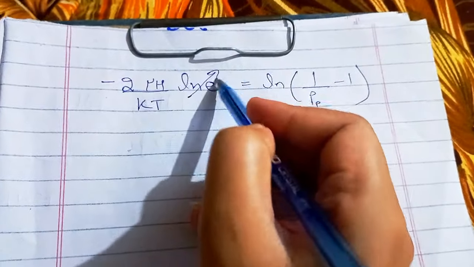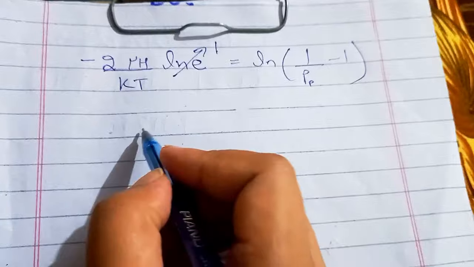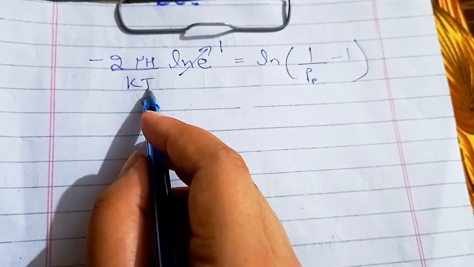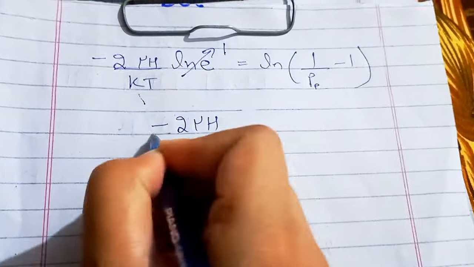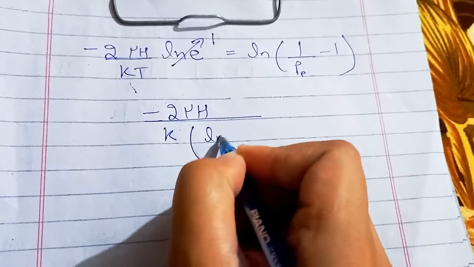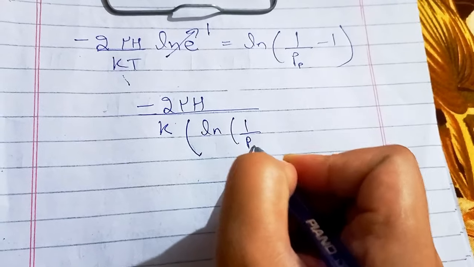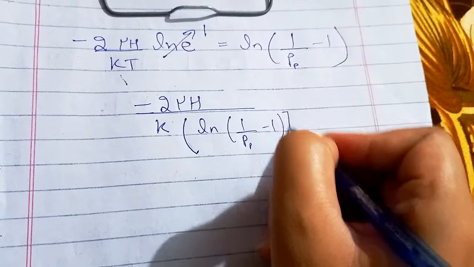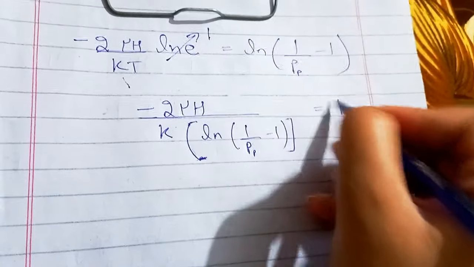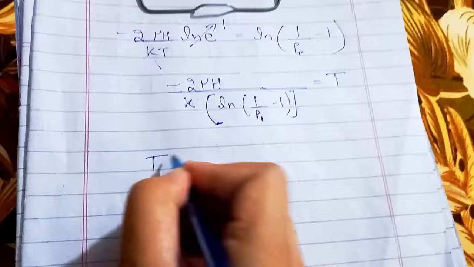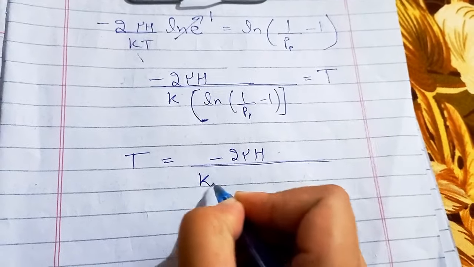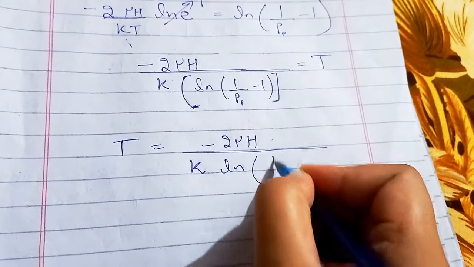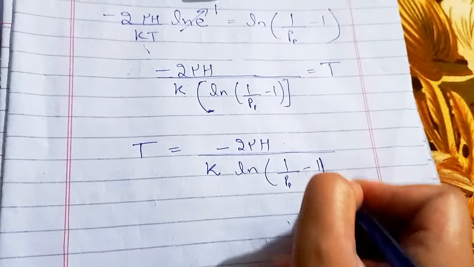Okay, natural log of 1 is equal to 1. You can confirm it in a calculator. So we need T here only, so T will be taken to this side of the equation and we'll take this here, so it's minus 2 mu H by k into natural log of 1 over p minus 1 equals T. So we can write it as T equals minus 2 mu H divided by k, which is the Boltzmann constant, natural log of 1 over p minus 1.